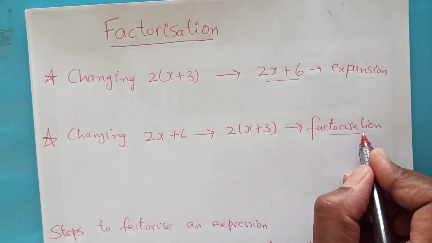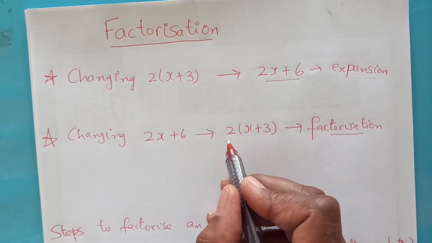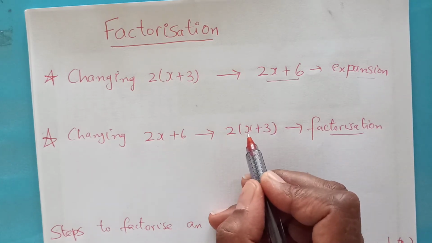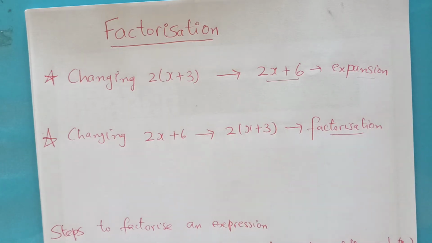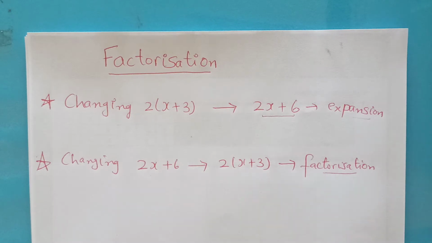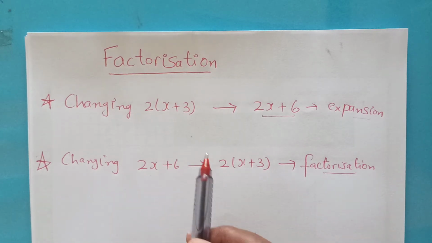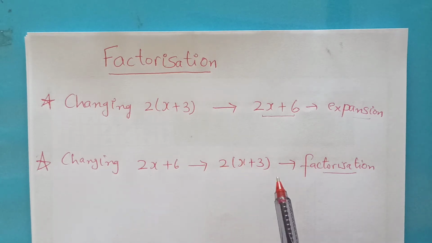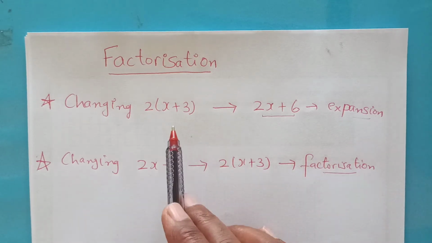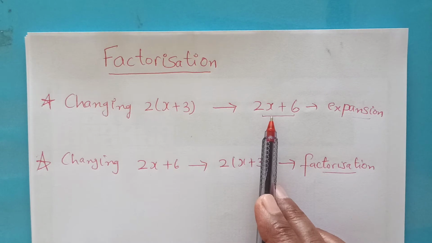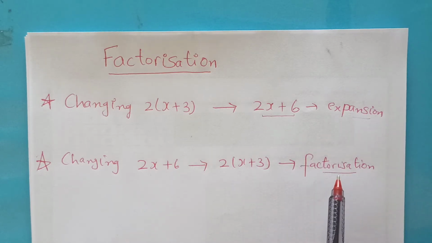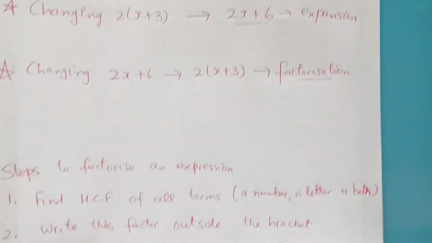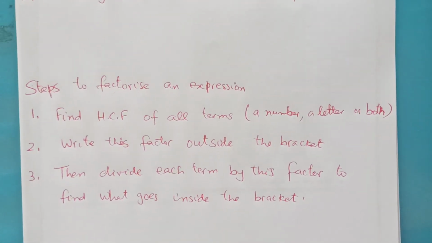factorization. So when you see in brackets the product with a number or another bracket, that is factorization. In other words, we can say the opposite of expansion is called factorization. So they are opposite to each other, factorization and expansion. Let's first see the steps to factorize an expression.